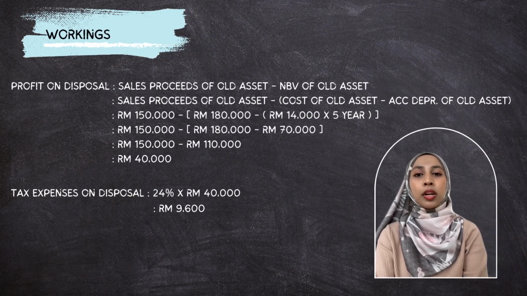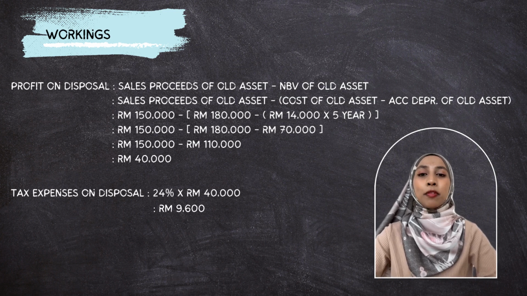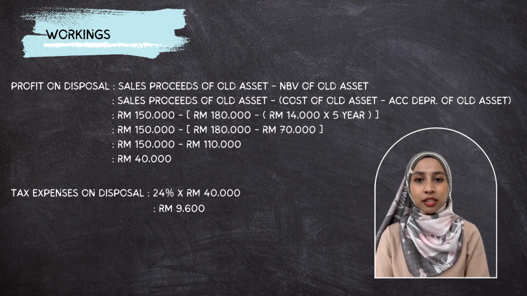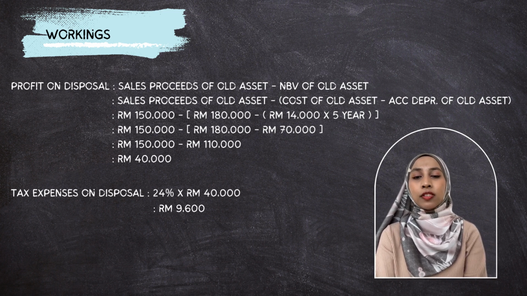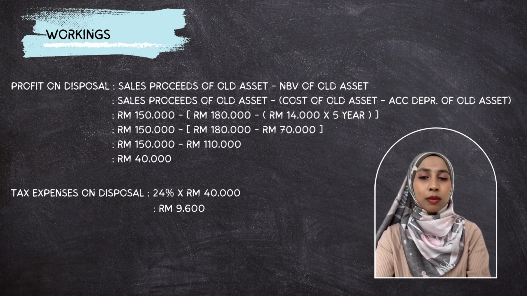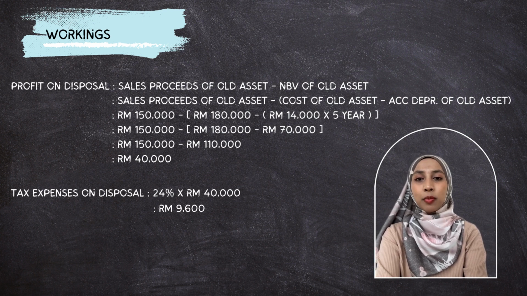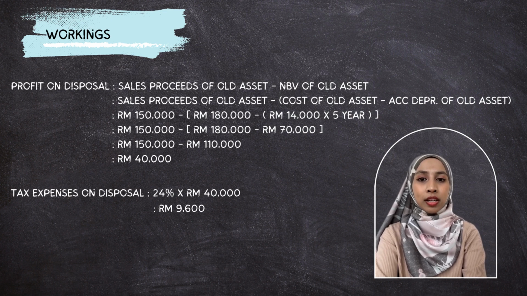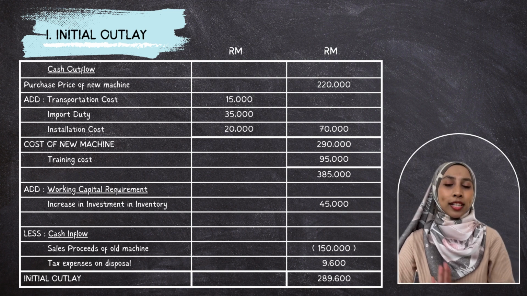When the old machine is sold, we calculate profit on disposal as sales proceeds minus the net book value of the old machine. Net book value is the cost minus accumulated depreciation. For the old machine, the cost of Rm180,000 minus accumulated depreciation of 70,000 gives you Rm110,000. The profit on disposal is Rm150,000 minus 110,000, which gives you Rm40,000. Once you get the amount, we need to calculate the tax expense on the disposal. With a tax rate of 24%, we just multiply the tax rate by the amount you got earlier, that is 40,000. The tax expense on disposal will be Rm9,600.